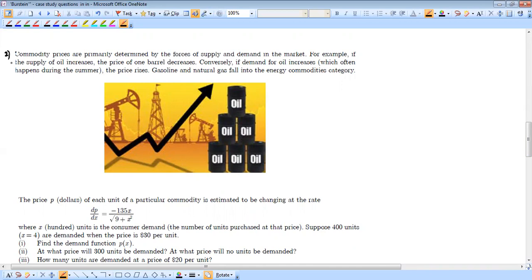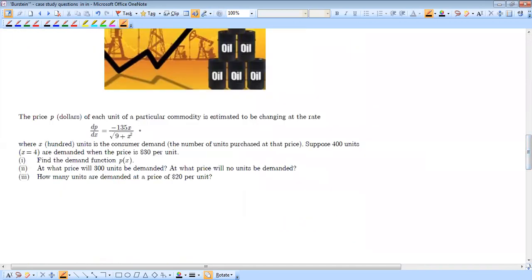Generally, if you see the Sensex and today's news channels, if the crude oil rate increased, the commodity rate increases or decreases. So crude oil is totally deciding it. It totally depends upon usage and demand. Anyhow, coming to this one, dp by dx is equal to minus 135x divided by root over 9 plus x square. This is the relation. Children, when you look at this question, you may not get an idea, but if you see clearly, this is from differential equations. We have done the variable separable method.